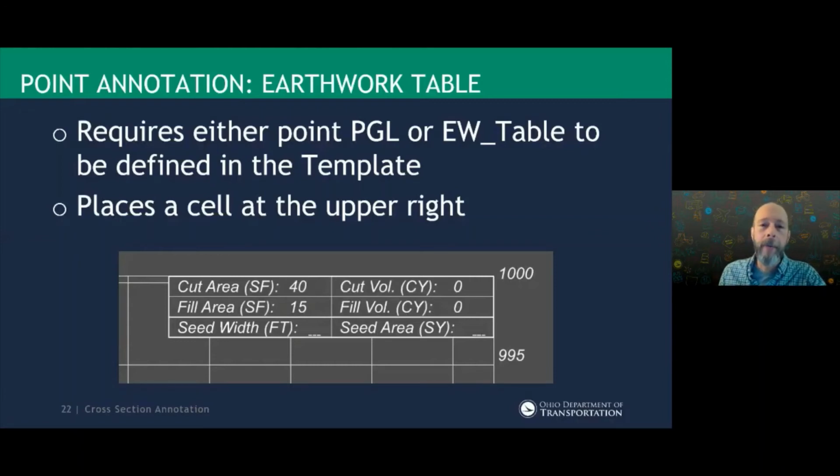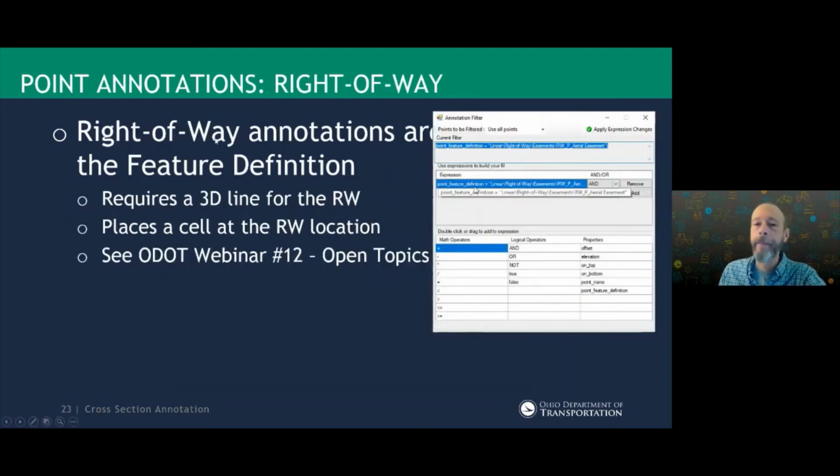I mentioned the earthwork table. The PGL point is what triggers that earthwork table placement. And I mentioned a project where they did not have a PGL and they weren't getting the earthwork table. So what we did is add it to the annotation group, and if it finds a point named EW_table, it'll place this cell in the template. The location of the point really doesn't matter. It's just, is it there? Yes. It places the table in the upper right. So it's using the border top and the border right for the placement of that cell. So that's something to be aware of with an earthwork table. You can just add a null point named EW_table, and it will trigger the placement of that.